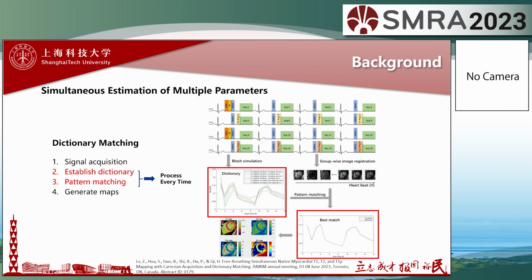However, the dictionary generation and the pattern matching steps are time-consuming, especially for comprehensive simulations to generate the database. Moreover, to reduce the reconstruction time for multiple parametric mappings, the size of the dictionary needs to be limited. This limitation can introduce discretization errors, resulting in incorrect parameter estimation.